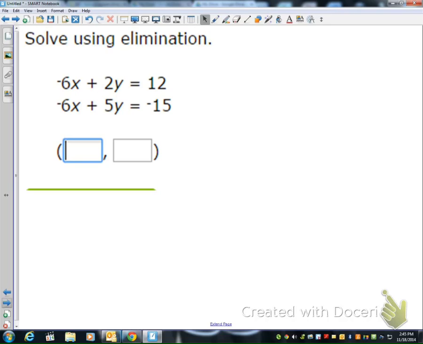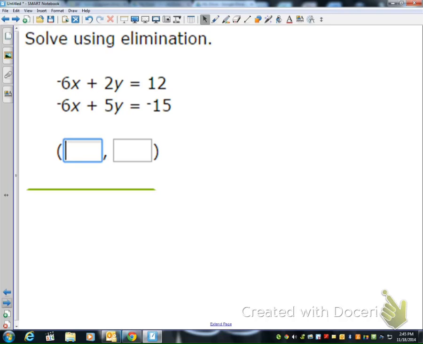Okay, so here's another one that we're going to solve using elimination. Now, guys, the difference with this one is I have negative 6x and I have negative 6x. So instead of having opposite signs, I have the same. You can treat this as subtraction and do it that way. The only reason I prefer a different way is because people tend to make more mistakes when they subtract with negative numbers.